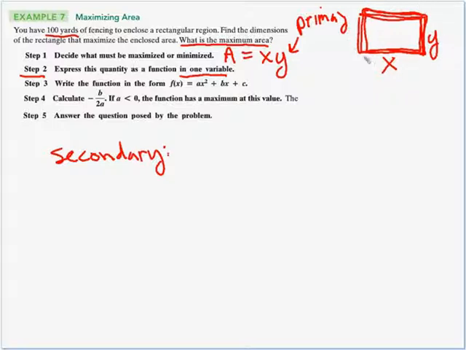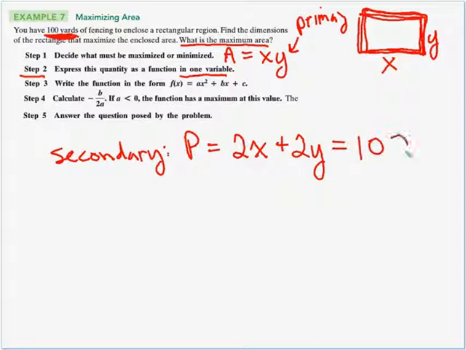If we want to add up all the way around, we will get the perimeter. Perimeter equals, for this rectangle, 2x plus 2y. So that's the perimeter of any rectangle, and we know our perimeter is set in stone at 100 yards. So we're going to set that equal to 100.